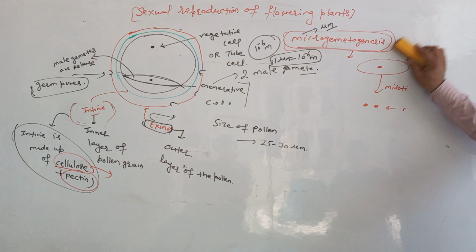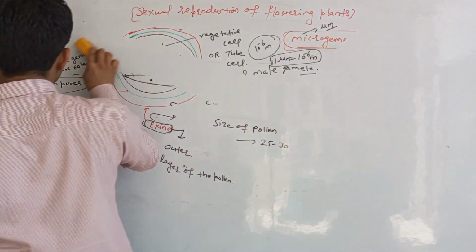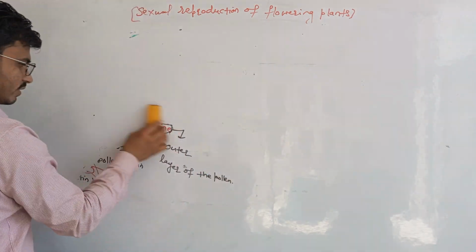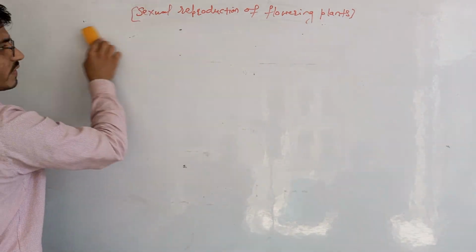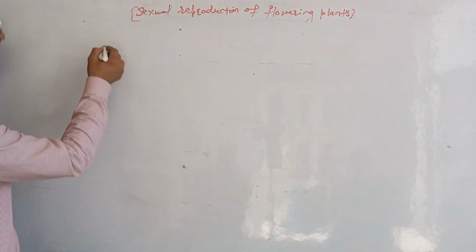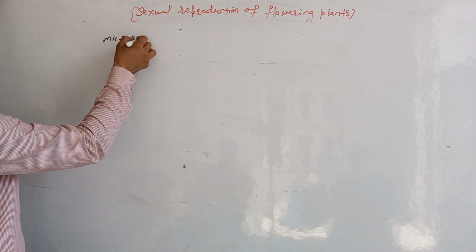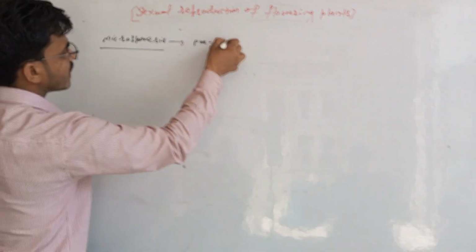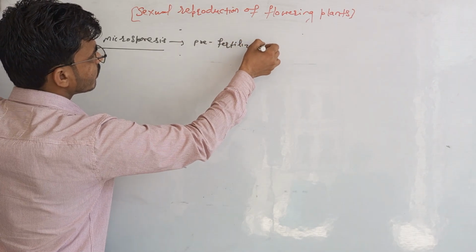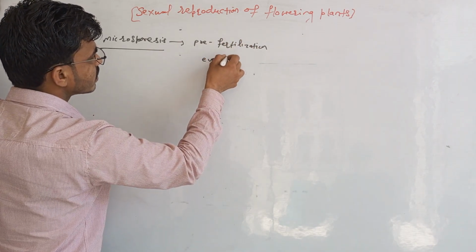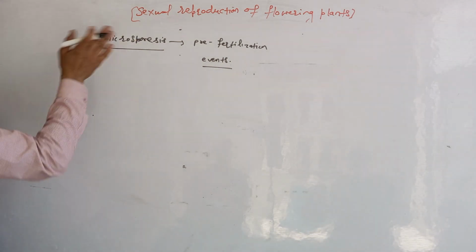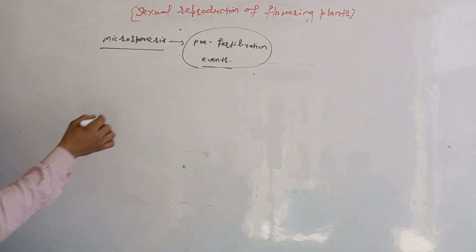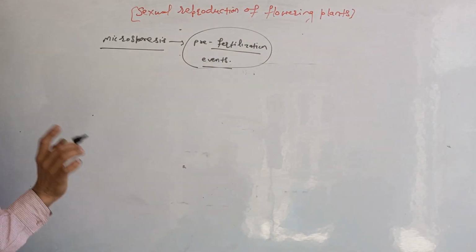This is all about the microsporogenesis process, which is a pre-fertilization event, as we already discussed at the start of the lecture. What are pre-fertilization events? This includes microsporogenesis. Pre-fertilization events occur prior to fertilization, and fertilization is the fusion of male and female gametes.